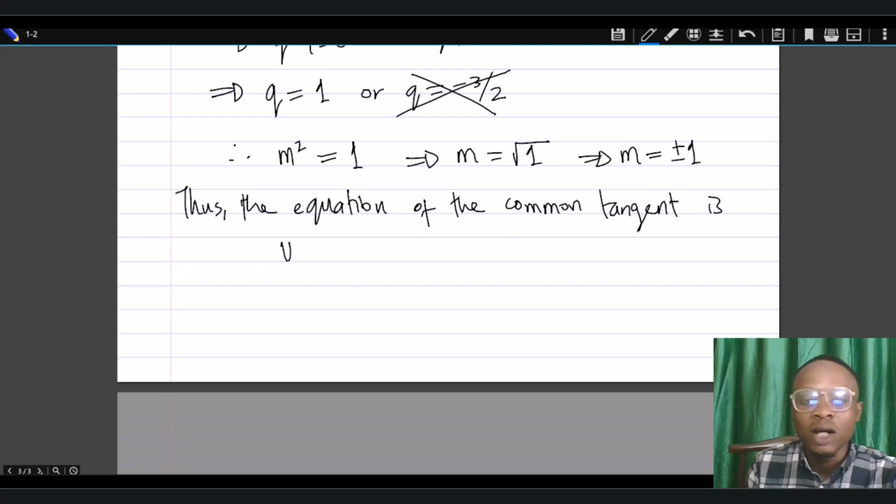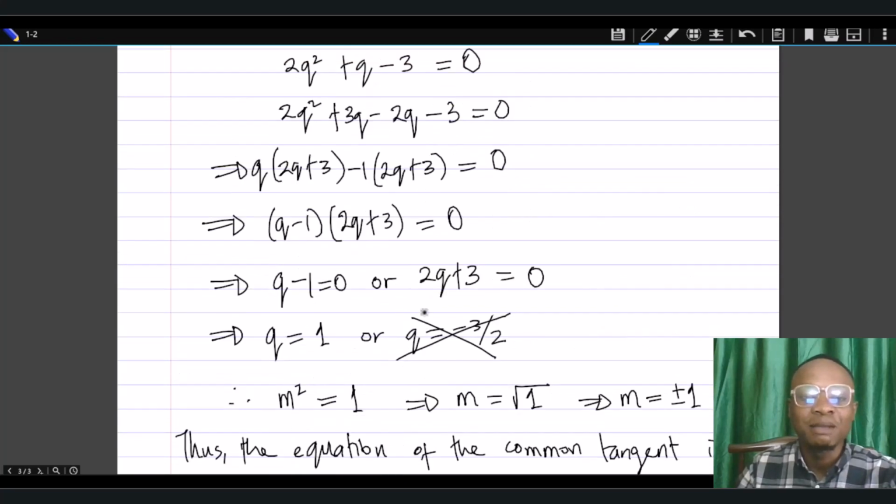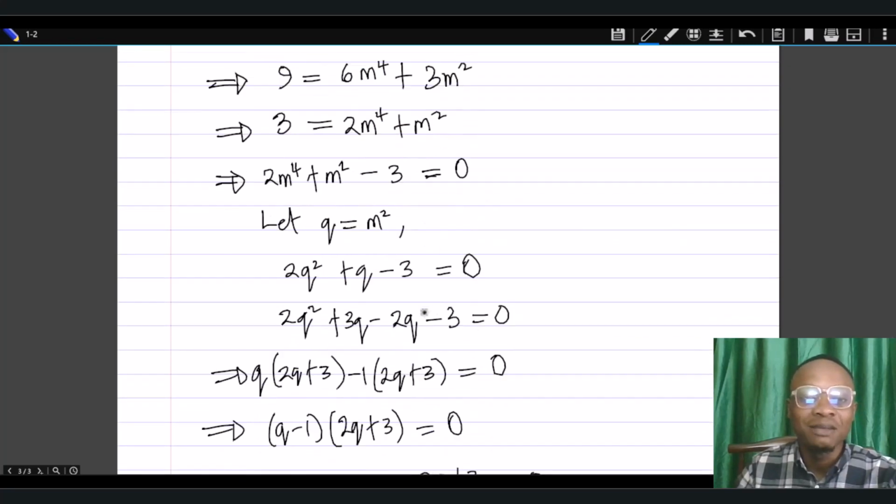that is going to be y equal to mx. We have found m now to be plus or minus 1. So this will be plus or minus 1 times x, that is x, then plus 3 over m, that is going to be plus or minus 3 over 1. So we're going to have y equal to plus or minus x, then plus or minus 3. So that is that about that. We have our results right now.